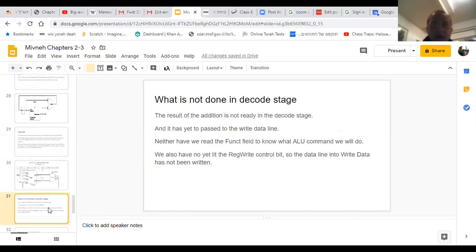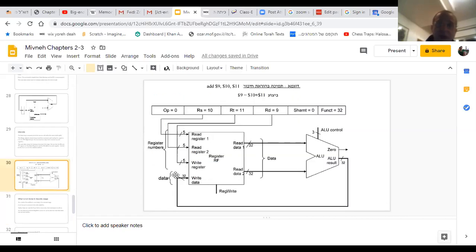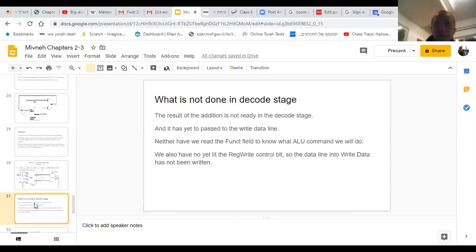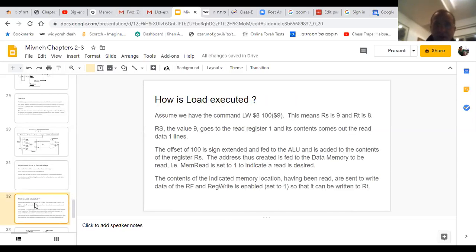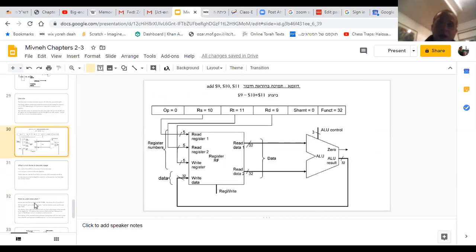We also have not yet lit the register write control bit, so the data line into write data has not been written, because we haven't yet said, go ahead and write. But that's just in this stage. We're going to write it. Now, that was an add. So we basically understood how the add works without getting into the details of when this happens. That's going to be a different phase, in the same cycle, a different stage.